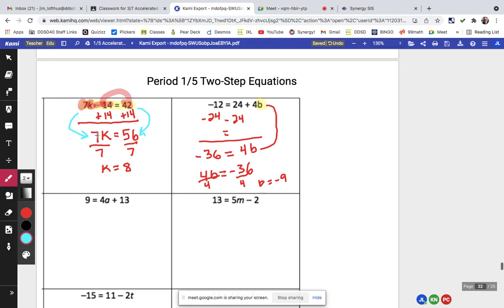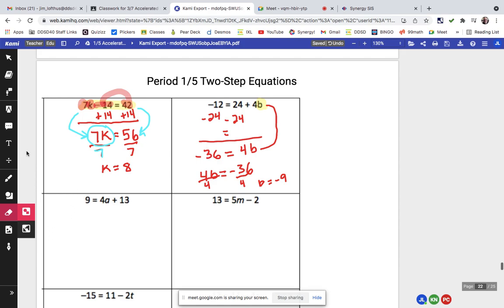Now we have a number times 7 is equal to 56, and the next thing we do is undo that multiplication. So this is multiplication right here, 7 times a number. So this is undoing that, dividing it by 7. So we divide it by 7, and that's equal to 1. We don't really write the 1. 7 divided by 7 is 1, but we just don't write it. It's just k. And then 56 divided by 7 is 8.